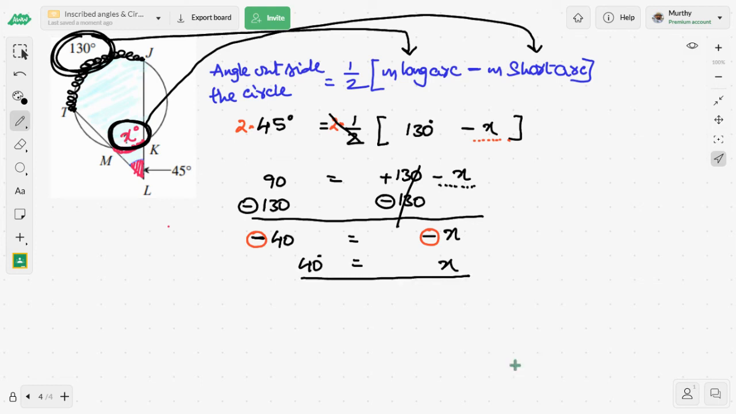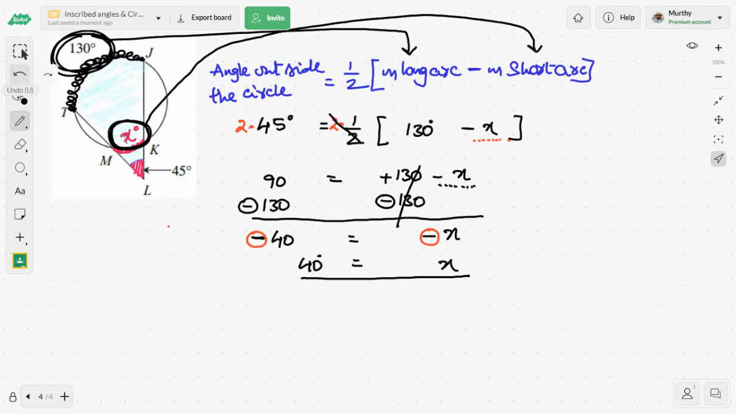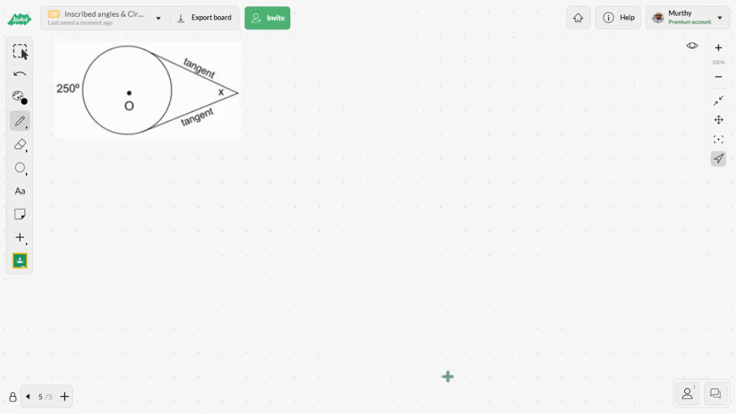Whatever we got, that's the value of x, which means that is the value of this one. Now, questions on this? Any questions on this? This is slightly different. Why is this different? First of all, my strategy is, let me take the area between these two legs of the angle.